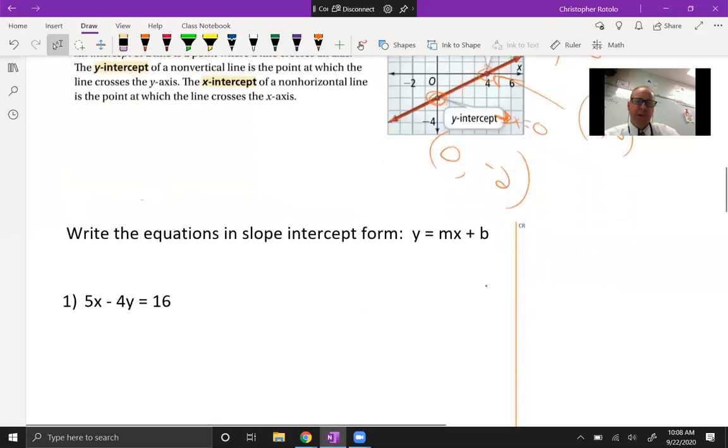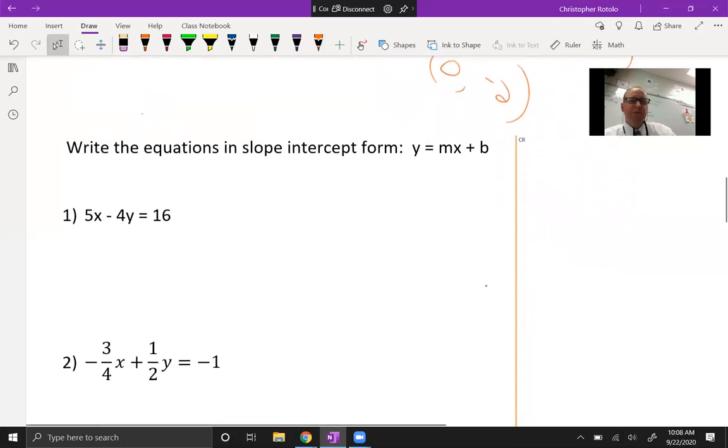We want to make sure we're using the right tool for the right job here. We're going to write the equations in slope-intercept form is our next task, and I think you're up to it. The idea is to solve for y, get y all by itself. So let's get rid of 5x by subtracting it. So negative 4y equals negative 5x plus 16, and divide by negative 4.